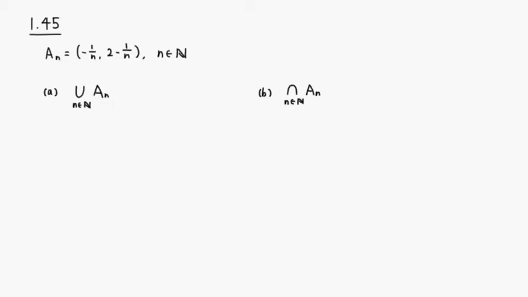Okay, let's look at problem 1.45 as an example. Let's say that there's a set A_n, an open interval from negative 1 over n to 2 minus 1 over n. For part A, we want to take the union of all these for all natural numbers n. And for part B, we want to take the intersection of all those open intervals. So let's do that.